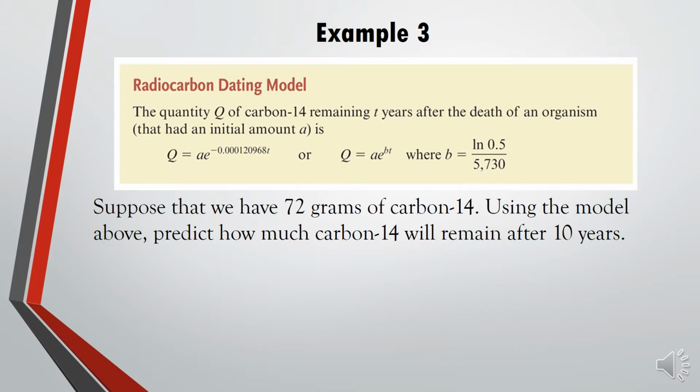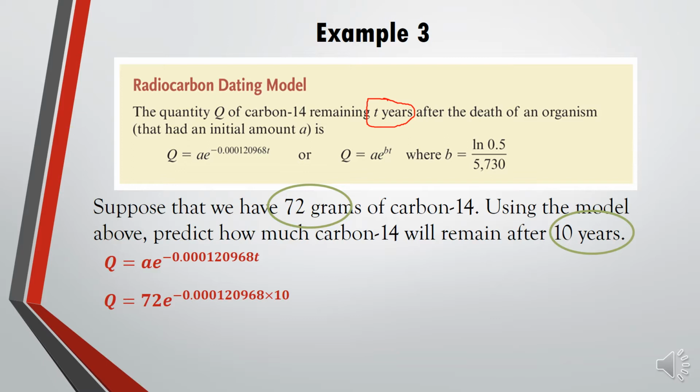It says, suppose that we have 72 grams of carbon-14. Using the model above, predict how much carbon-14 will remain after T years. Now, this model deals with years. We can see that right here. Sorry, that circle was so terrible. Let me try that again. So this model is developed for years, and that's based on the half-life of carbon-14. So we are going to plug in our initial amount A is 72, and T, the time, is 10 years. So let's plug those numbers in.